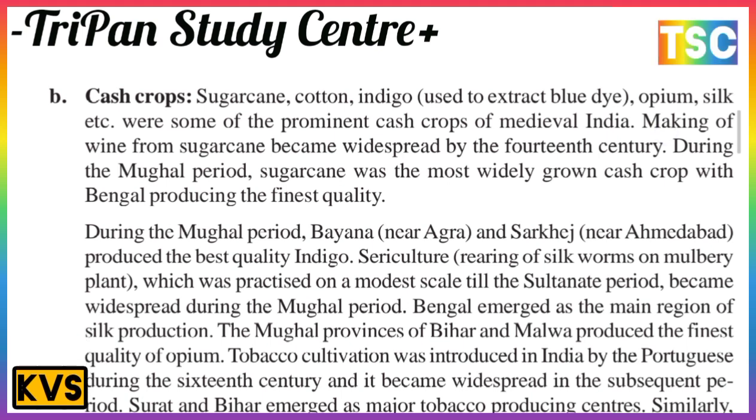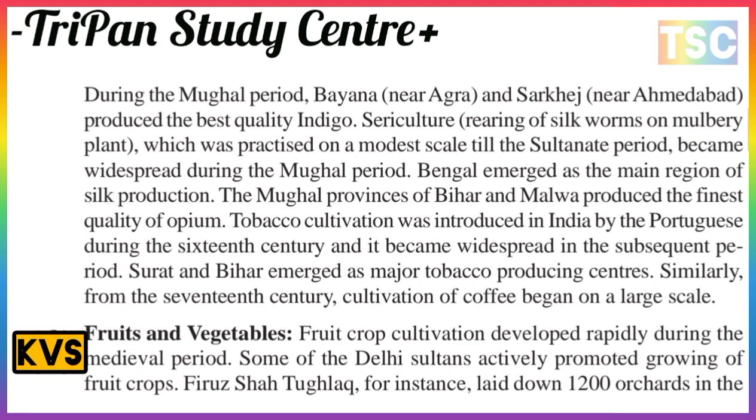Gujarat and Bihar emerged as major tobacco producing centers. Surat is also important. Similarly, from the 17th century, cultivation of coffee began on a large scale.